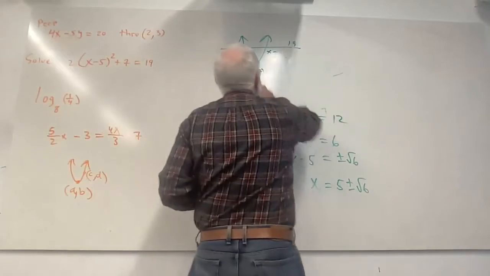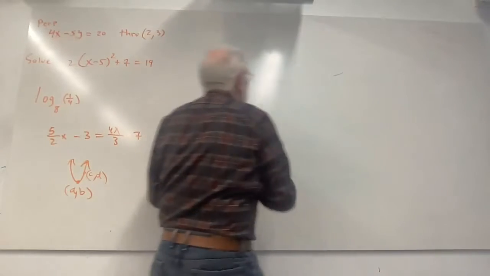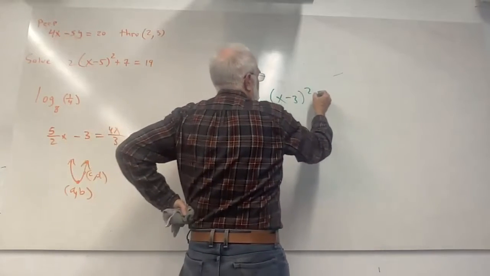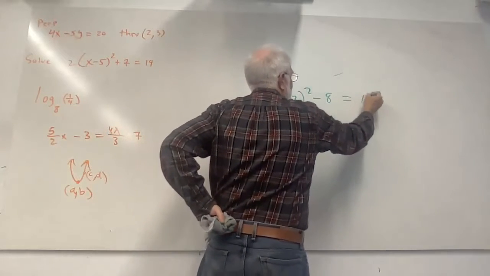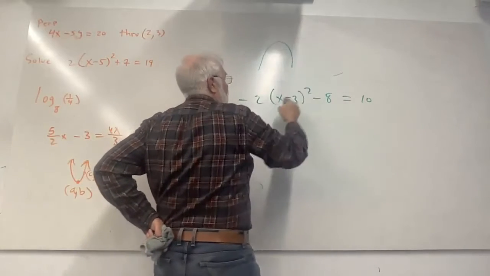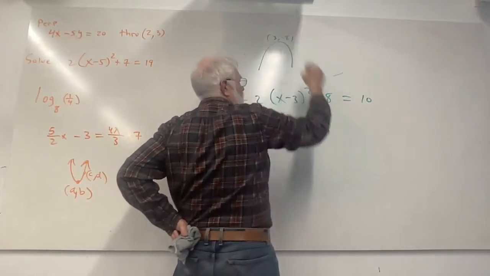Let's try another one. Let's do minus 2 this time. Minus 2(x minus 3) squared minus 8 equals 10. Okay, so what do we have here? We've got cup shape down. 3, negative 8 is the vertex. And I'm trying to hit a height of 10.